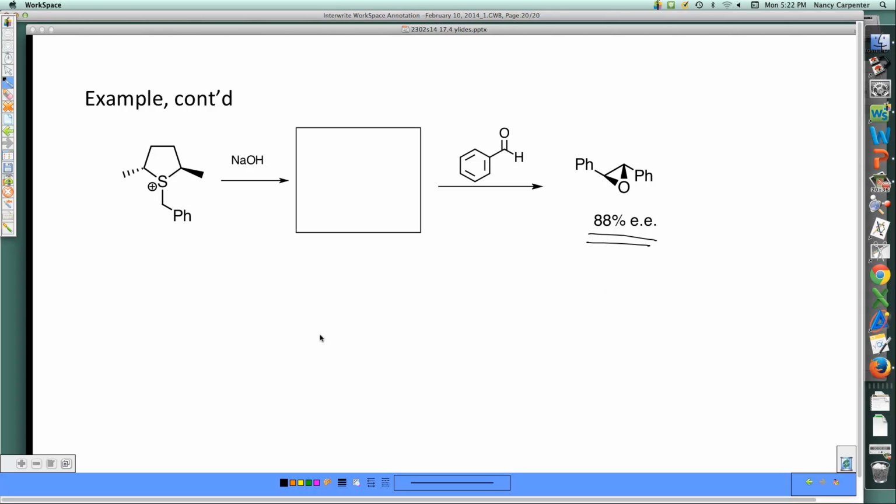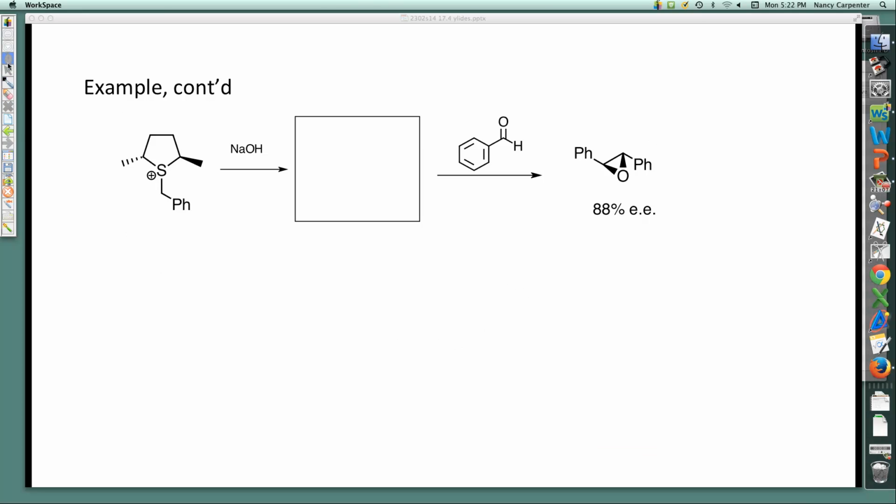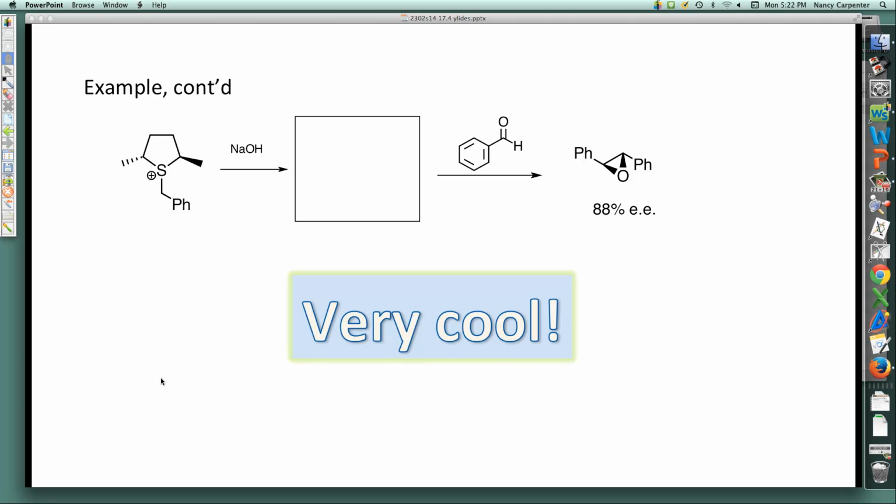But you should be aware that scientists are always trying to improve upon synthesis and be able to control the stereochemical outcome of reactions. So, this is a great example of the sulfonium ylide chemistry and formation of that epoxide, as well as an example of how we try to control stereochemistry to get a favored outcome of one enantiomer over another. So, very cool. That's it for ylides, and we will get on to the next topic in the next mini lecture.